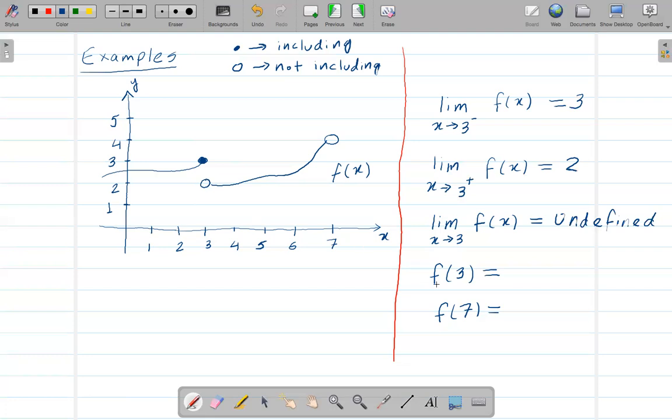But what about f of 3, or when x is exactly 3? Like I said, with the limit, that means it's approaching. But here with this 3, it means x is exactly 3. If x is exactly 3, we have 2 points. I don't know if it is this point or this point, but what we can say is that since we have a closed circle, which means we're including it, at f of 3 we have a closed circle. So at this point, we can say that f of 3 is 3.